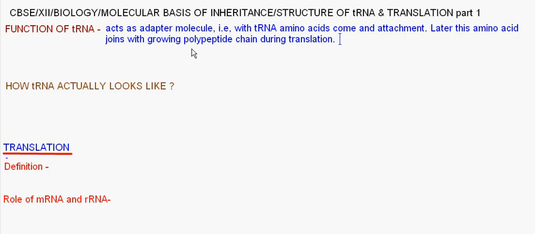In simple words, tRNA acts as a carrier of amino acids during protein synthesis or translation. When we discuss the steps of translation, this can be understood better. Now, how does tRNA actually look? It looks like an inverted L.